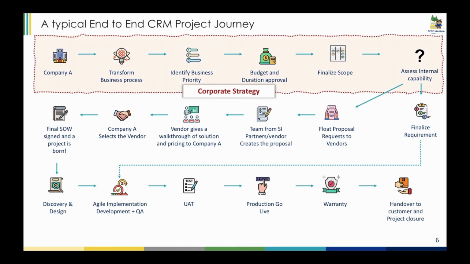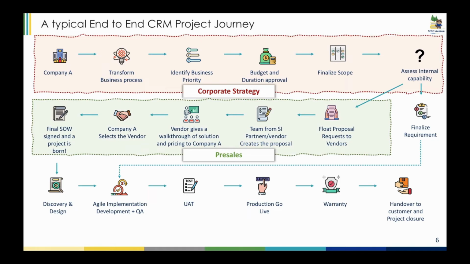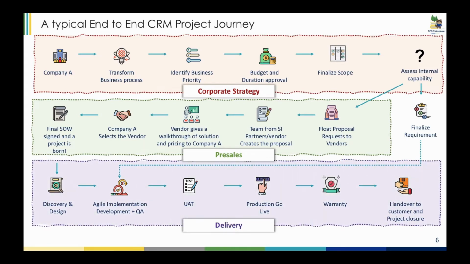The first leg of this project journey is basically corporate strategy, where people will strategize what are the top business processes that need to be taken care of probably in this quarter or this year, and so on and so forth. The second part is typically pre-sales, from RFP to SOW, and the last part is delivery. So I think we understand all these things. Let's move to the next slide.